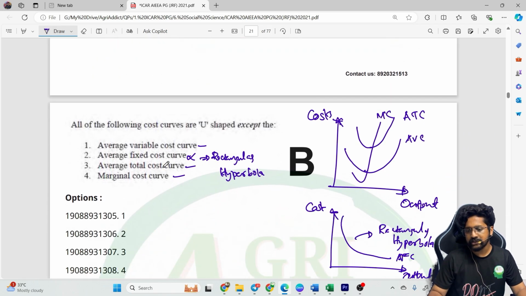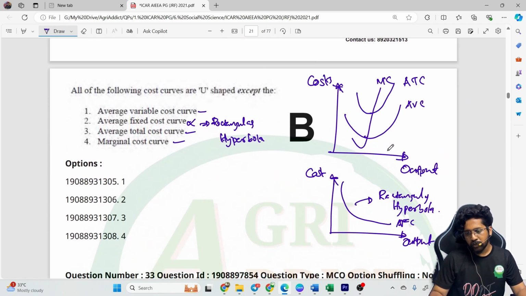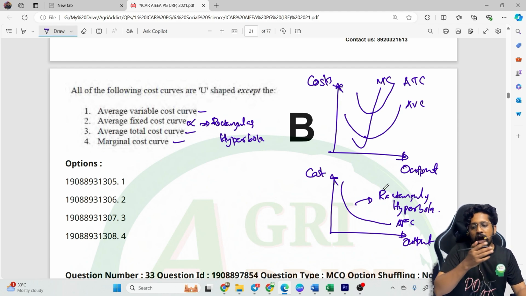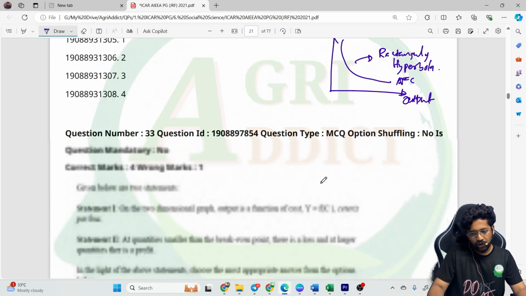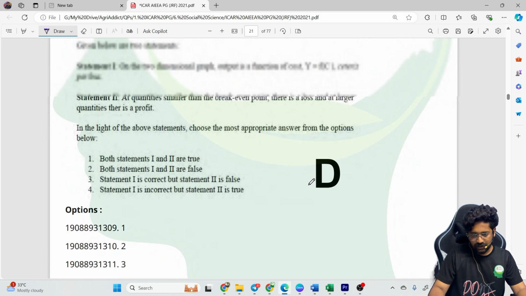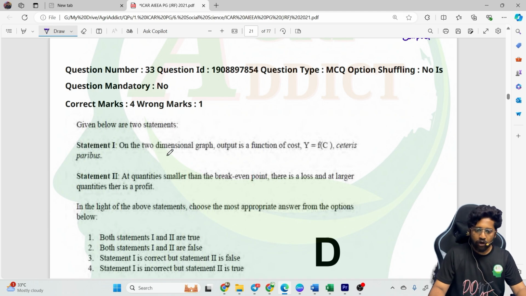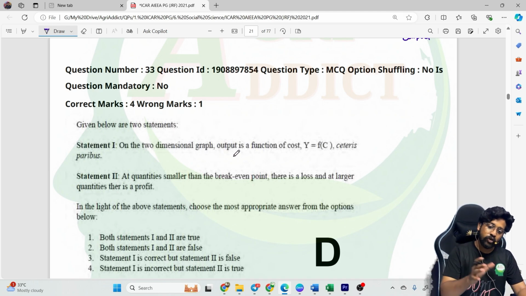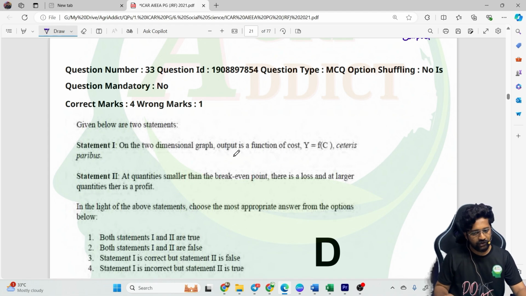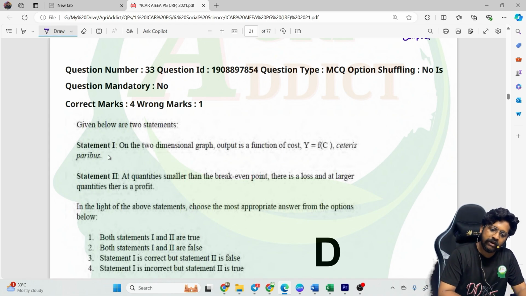As we have discussed in the previous question, see, as output increases, what happens to the cost, right? So therefore cost will be a function of the output, right? As output increases, the average cost decreases. As output increases, marginal cost diminishes first but then increases. So therefore the cost is actually depending upon how much output is produced, right? So according to this, the statement is not given properly. On the two-dimensional graph, cost should be a function of output, but it is given that output is a function of cost, ceteris paribus. So therefore statement 1 is wrong.